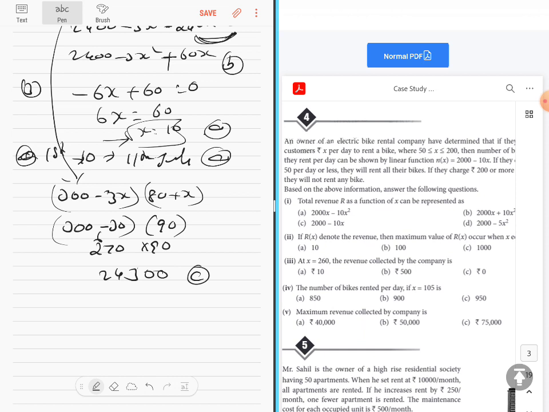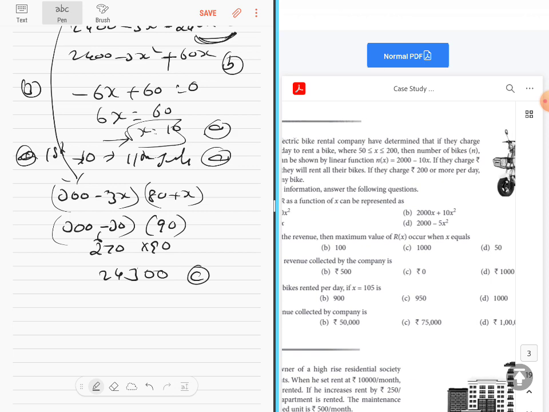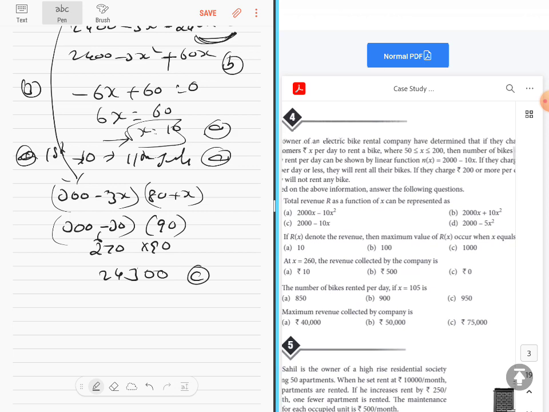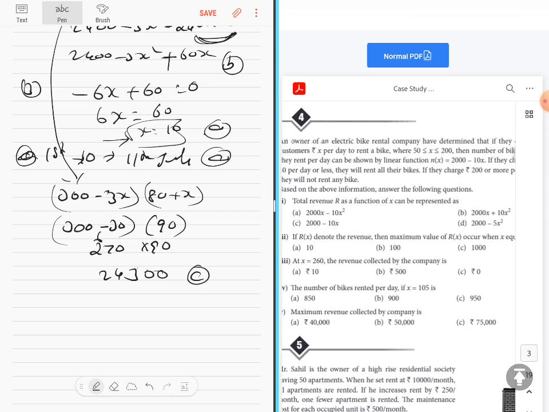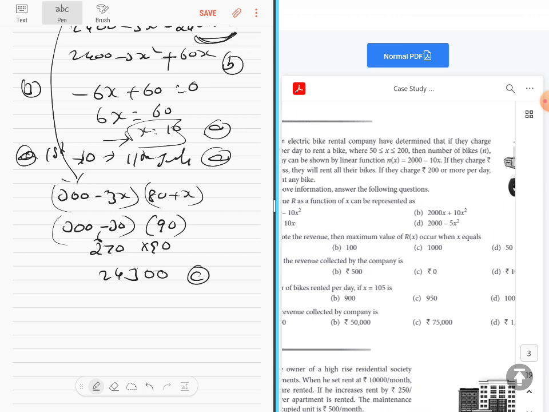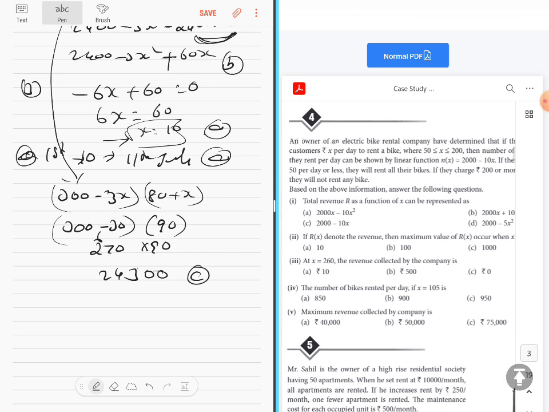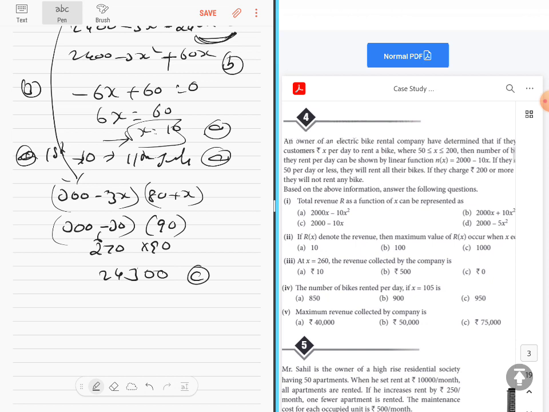Next question, you can read the question for yourself. The owner of an electric bike rental company has determined that they charge the customers rupees X per day to rent a bike, where X lies between 50 and 200. The number of bikes they rent per day can be shown. Can you read the question yourself? So let's do the sum.